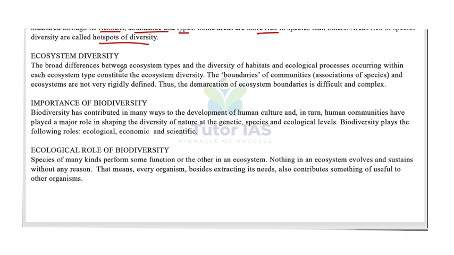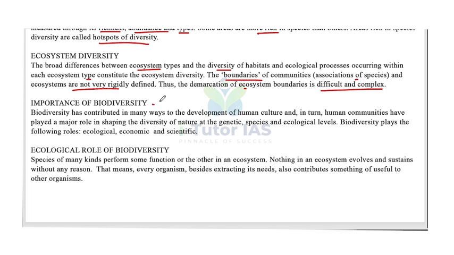The broad differences between ecosystem types, and the diversity of habitat and ecological processes occurring within each ecosystem type, constitute the ecosystem diversity. The boundaries of communities, association of species and ecosystems are not very rigidly defined. Thus, the demarcation of ecosystem boundaries is difficult and complex.